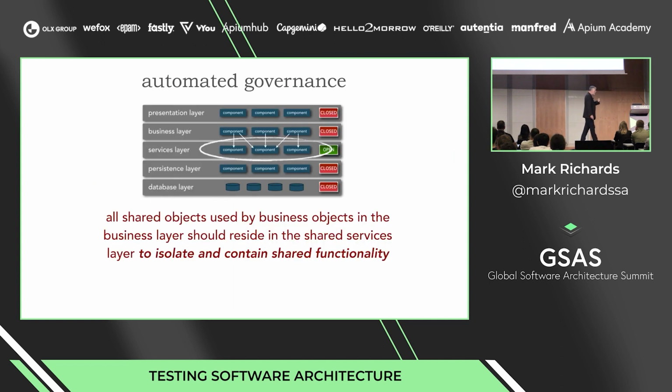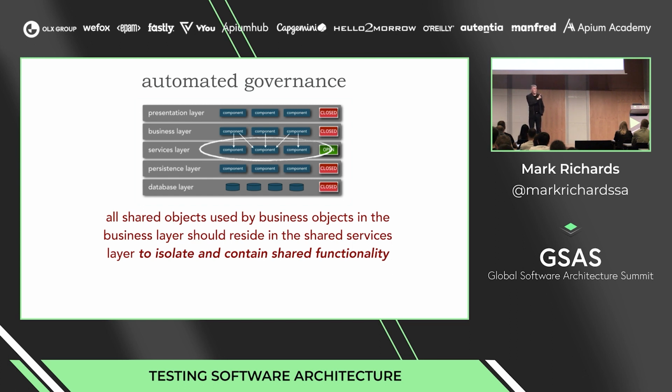Okay, but let's do a harder one. Let's do something a little more difficult. Let me go backwards one here. I've got another layered architecture, but we're going crazy with shared objects everywhere. I want to try to maintain the control and keep all those shared objects in the same place. So we're going to create a shared services layer. All shared objects used by the business objects in the business layer have to reside in the shared services. Don't put them anywhere else in the system.